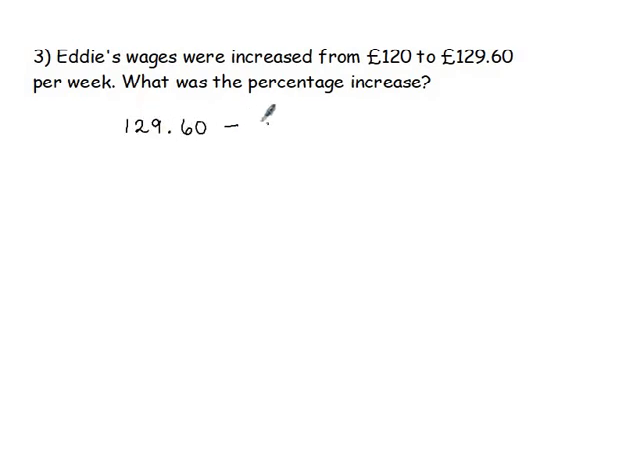So £129.60, take away 120, and we can see it equals that £9.60. So using that formula, change over original, our £9.60 is our change. Don't worry that it's a decimal, because we can just type it straight into the calculator. The original price was this £120, so the 120 is going to go on the bottom, and we're going to times 100.